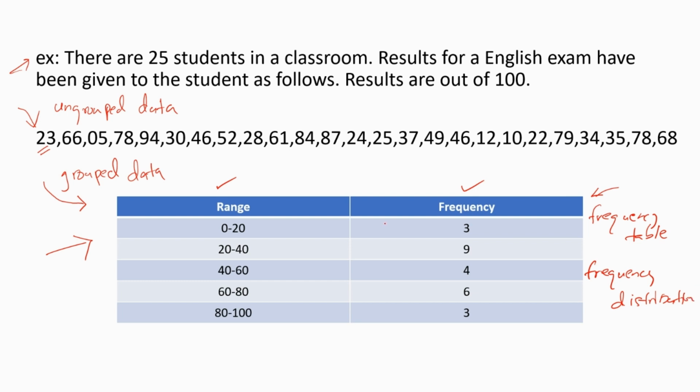So now we know how many students scored below 20 marks, which is 3, and 9 students have scored between 20 and 40. 4 students have scored between 40 and 60.